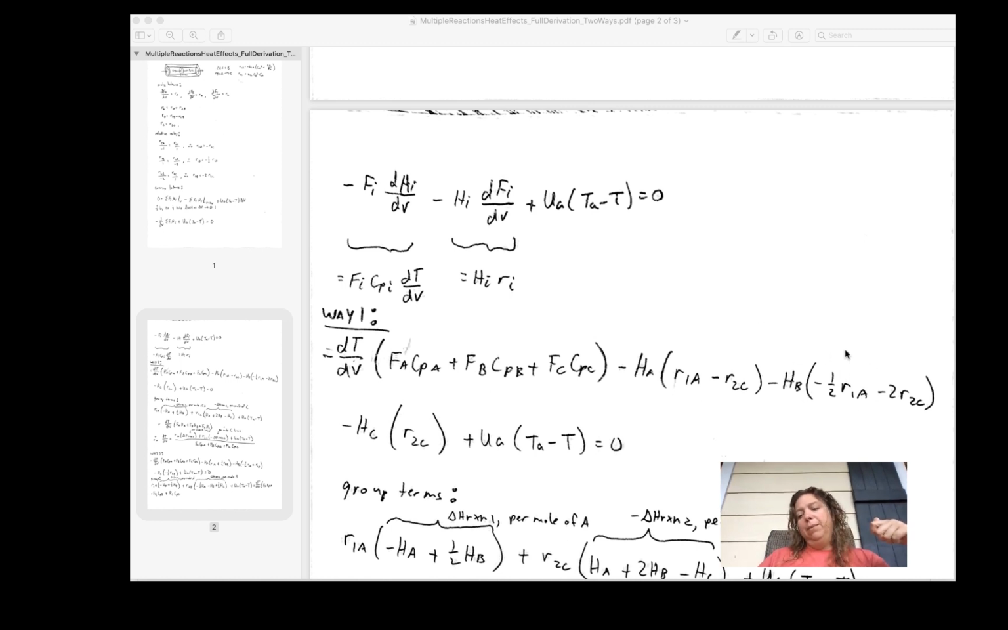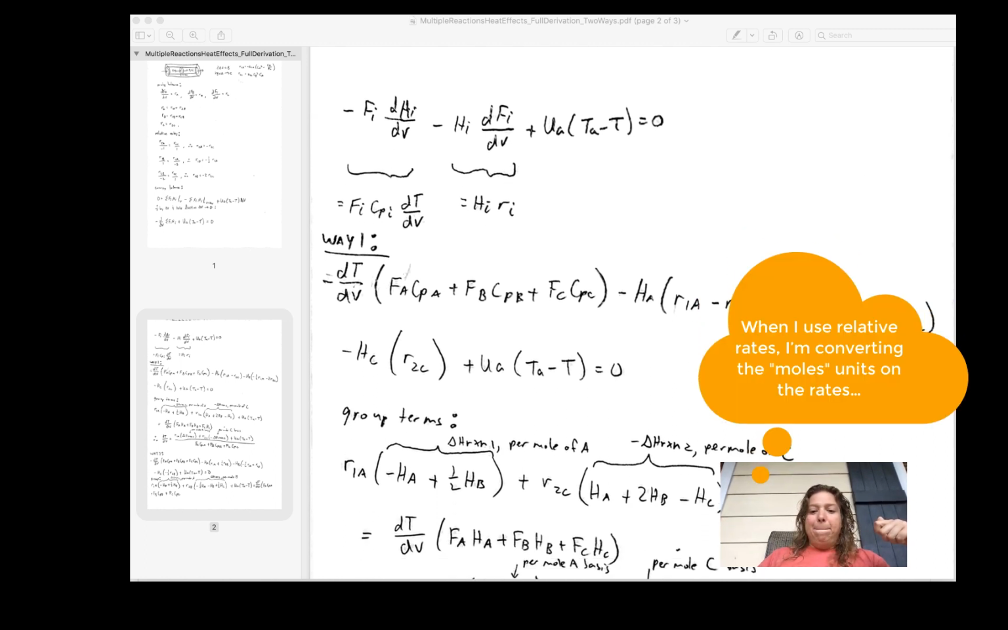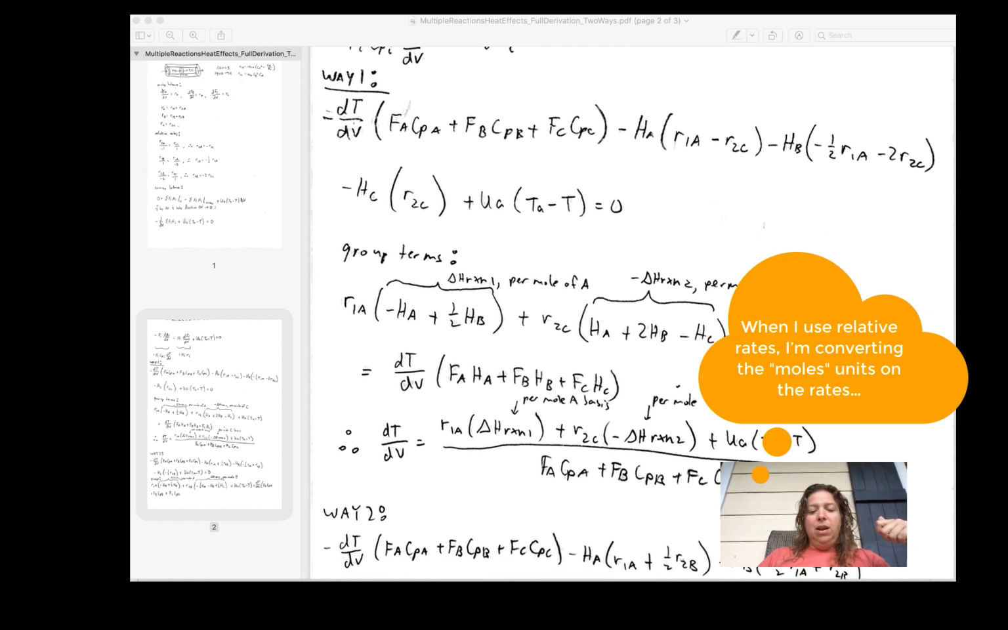For B, I am given an expression in terms of A, but I need it in terms of B, so I use stoichiometry here. And then the same for reaction 2, I'm given the rate in terms of C, and I need it for B. Next thing I want to do is group terms.